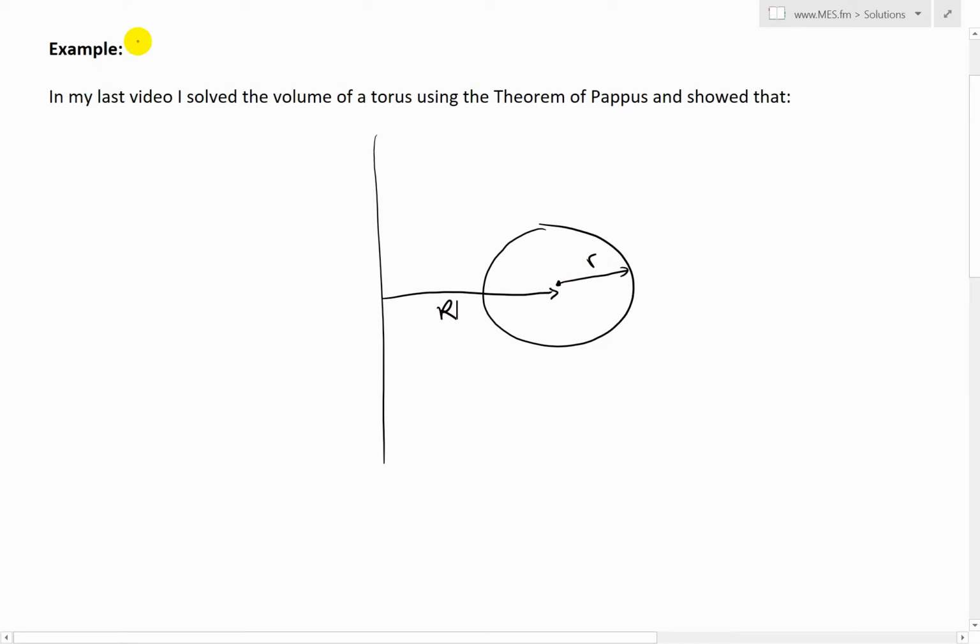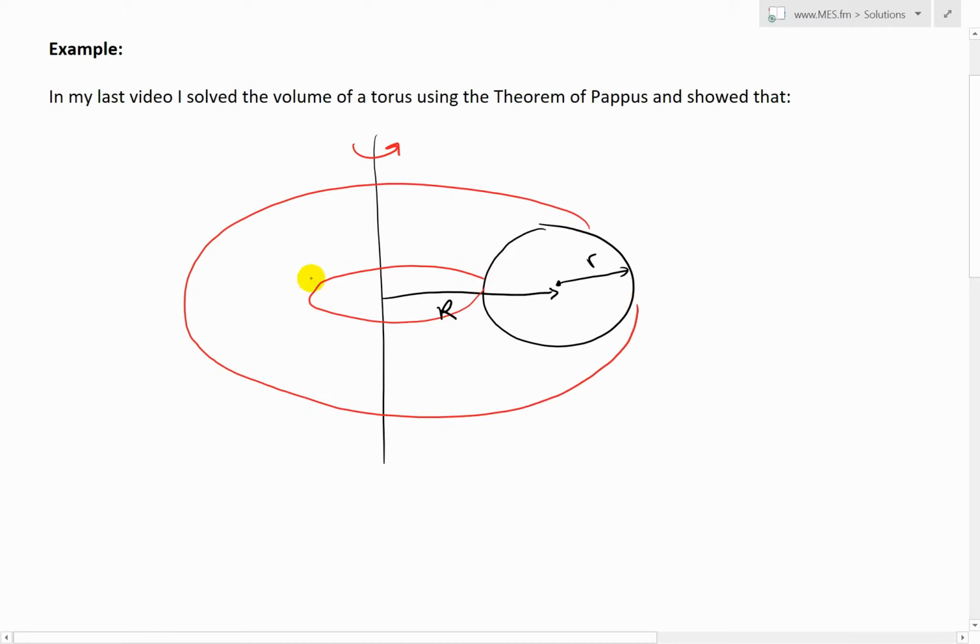If you rotate this to get a solid shape, it would look something like this. You'll have some sort of donut shape around like that. I'll just draw it in 3D. So basically this is a torus. It's just like a donut. A donut is a torus. So let's say you had this shape all the way around, and it has a volume V.